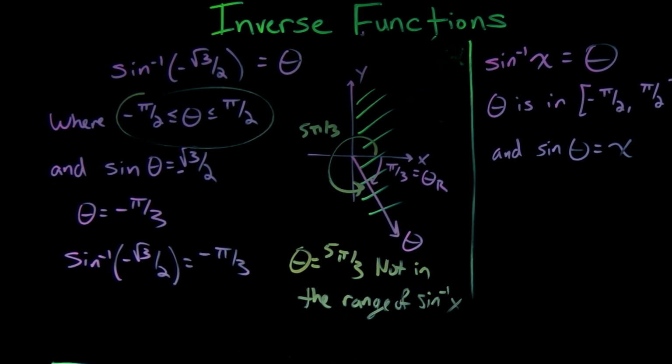Okay, so this is why it's important to make sure you understand that coterminal angles are not equal, they just have the same terminal side. So in this case, our angle would be negative pi over 3, because that's the only angle with the given sine value that's in our range of negative pi over 2 to pi over 2.